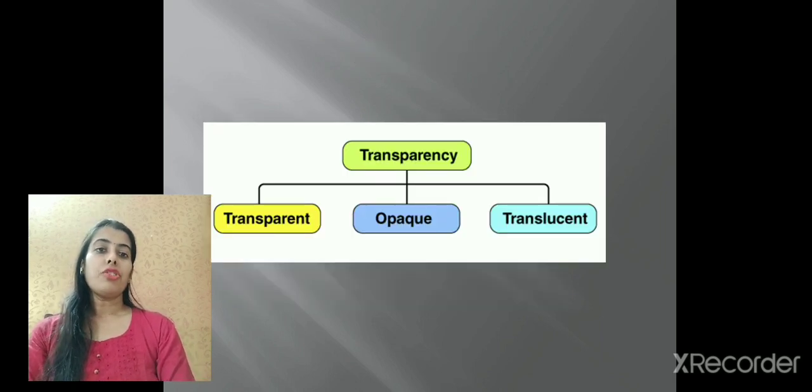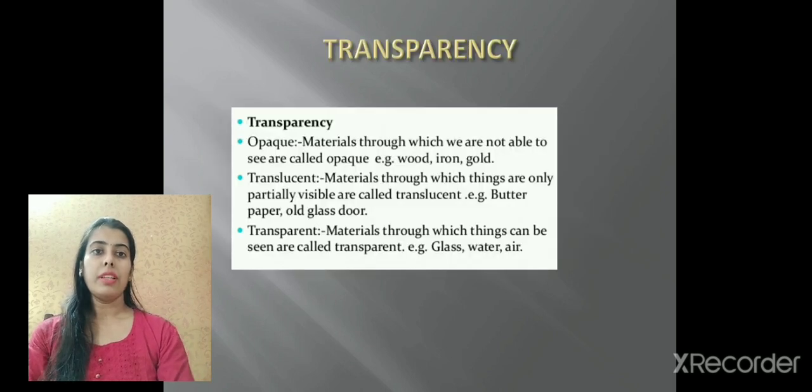Now based upon the transparency, we can have three different types of objects. One is transparent, opaque and translucent. Transparent objects are those which allow the light to pass through them. A glass, water, these are all transparent objects. Even the air, because the air is present around us, still we are able to see the things. So it is allowing the light to pass through.